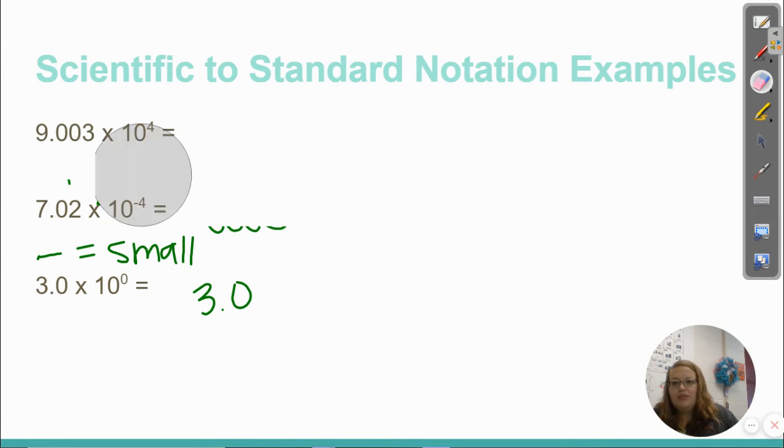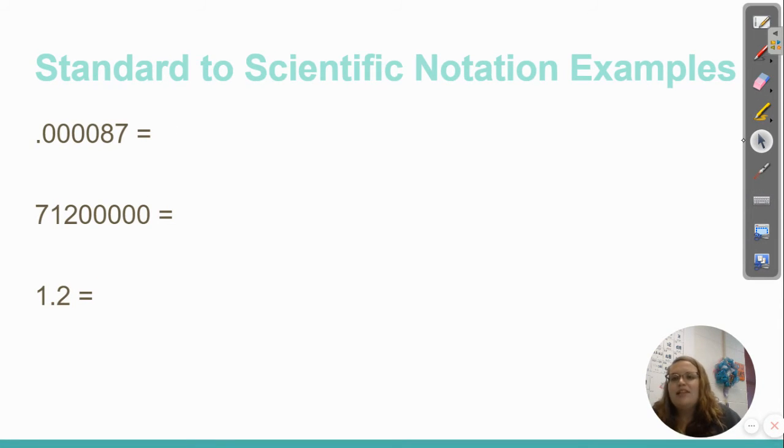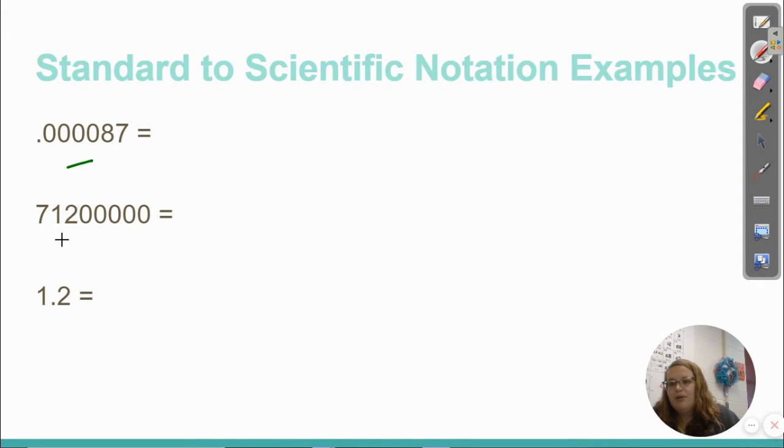So now let's talk about the reverse of that. In the reverse of that, I have the standard form, and I'm going to write them in scientific notation. So I have a little number, so I'm going to have a negative exponent.